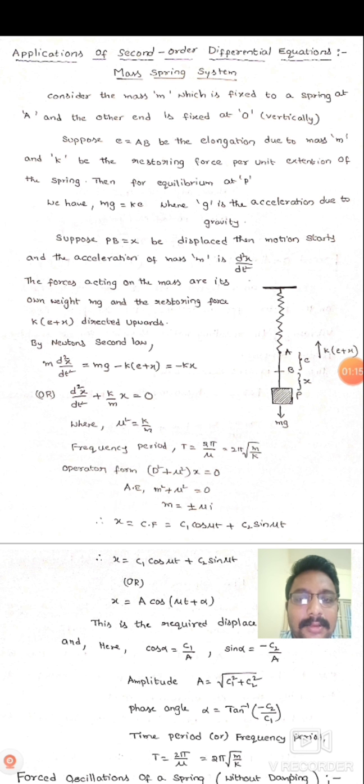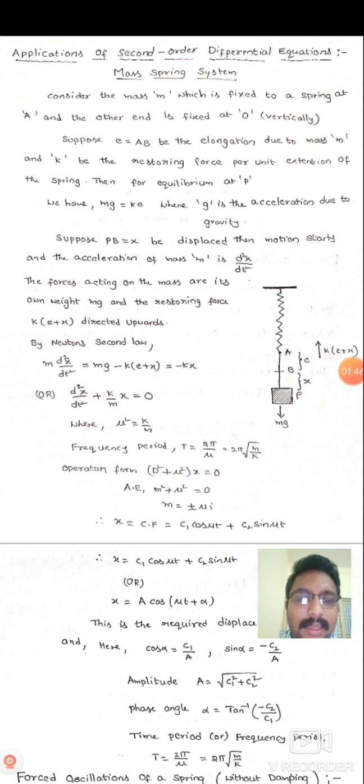Then we have Newton's second law of motion, that is m d square x by dt square is mg minus k into e plus x. Clearly mg equal to ke, so mg and ke get cancelled, and we will have minus kx. Thus the equation of motion is m d square x by dt square is minus kx, or this can be written as d square x by dt square plus k by m into x equal to 0.